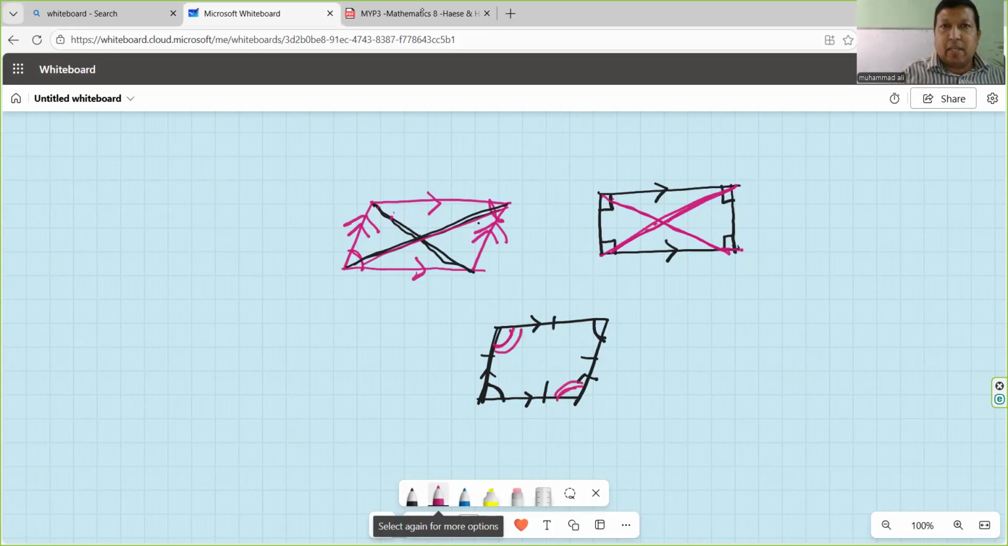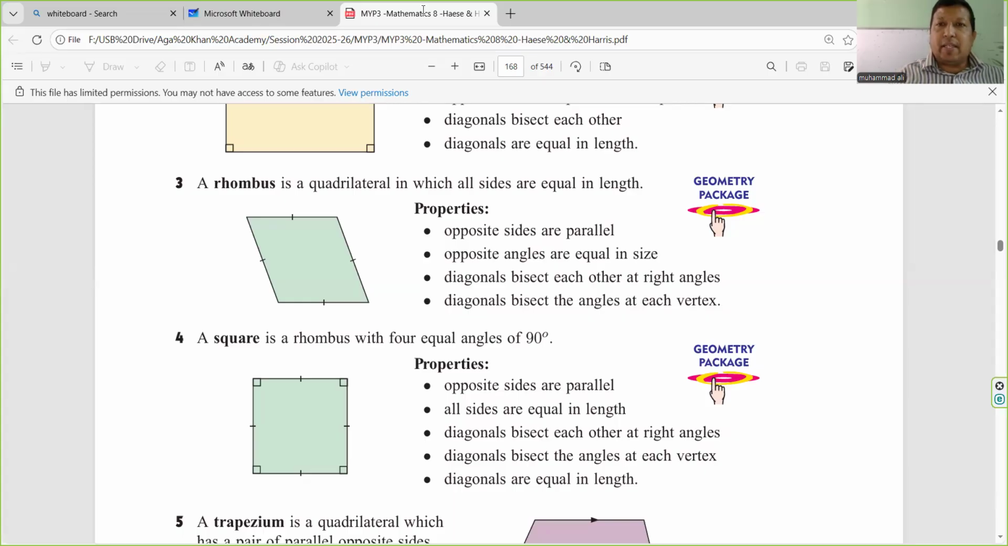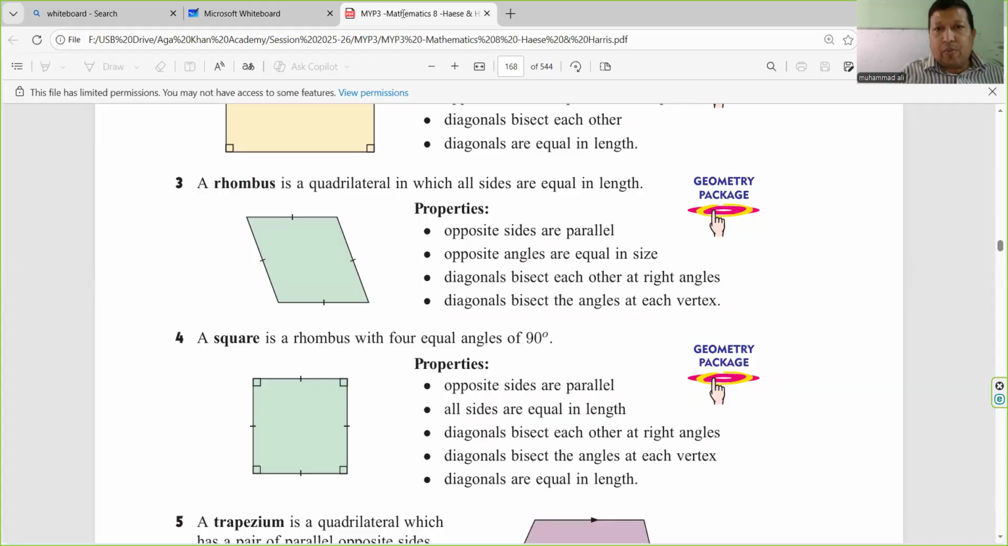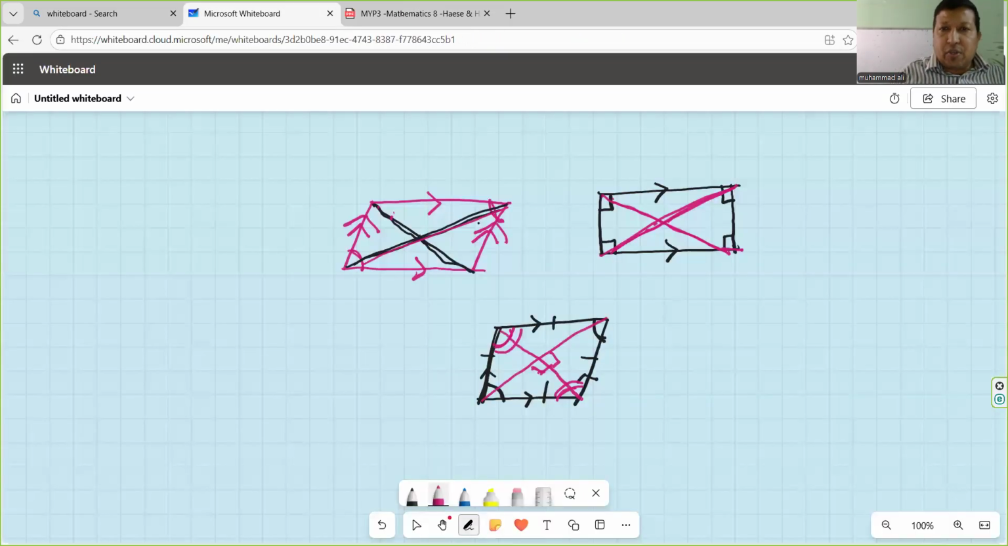The third one, diagonals bisect each other at right angles. This is one diagonal, that one is another diagonal. They bisect each other at right angles. So here is a right angle, here is a right angle. Now, diagonals bisect the angles at each vertex. So this diagonal bisects this angle. Both of these angles are equal, both of these angles are equal. That means the diagonal bisects the whole angle. So rhombus completed.